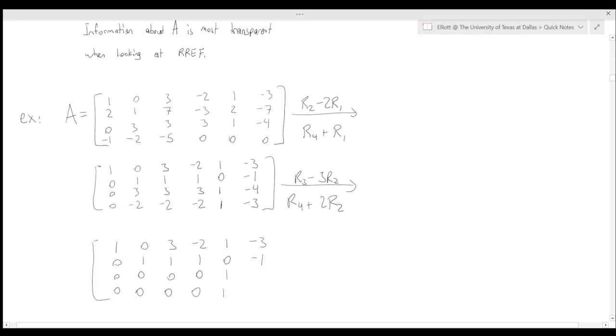Okay, and then let me see here. If I do row 3 minus 3 row 2, -1, and row 4 plus 2 row 2. I think that's a row 4 plus 2 row 2. Okay, so I think I get -5 there.